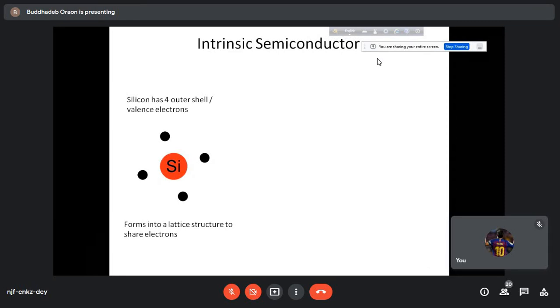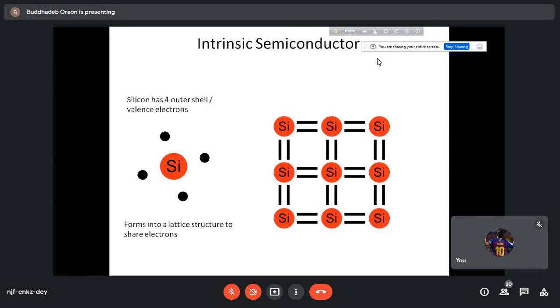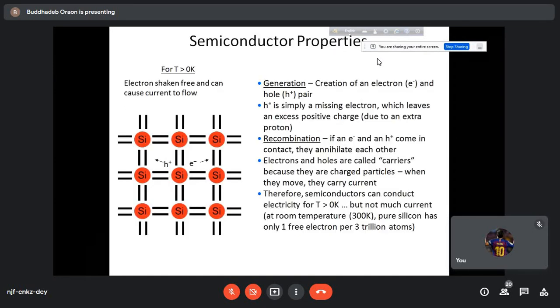Now, intrinsic semiconductors, so far as silicon is concerned, we have already discussed how this 3D structure is formed by silicon atoms, where we do not have any free electrons. All the electrons are used to form the valence band. These are the diagrams which we have already studied.